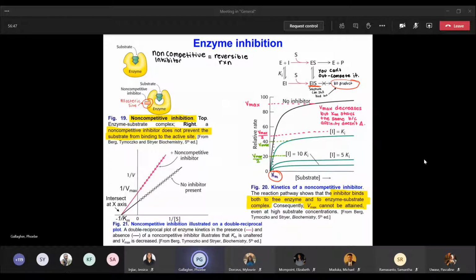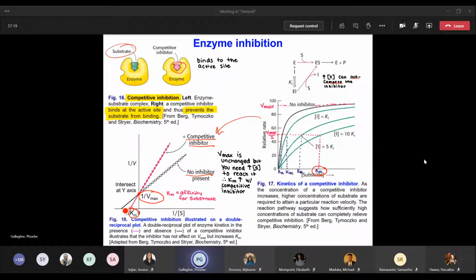So -1 over Km increases with competitive. So with competitive, your Km changes, but it's going to become a larger number. So your x-intercept would get closer to 0. So yes, it would increase, because it's going from a more negative number to a less negative number, because it would approach 0. Yeah, and I'll go back to that slide so you could see it. Yeah, so you'll see it's moving in this direction, so it's getting closer to 0. Does that answer your question, Elizabeth?